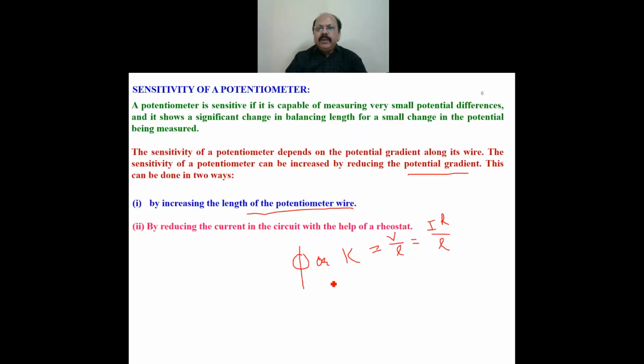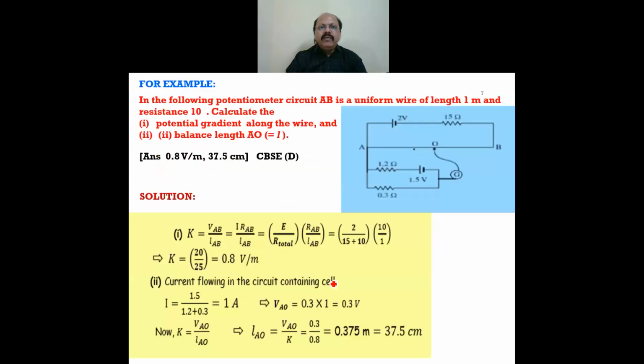If the length of the potentiometer wire is fixed, then we can reduce the current in the circuit with the help of a rheostat. Now we take one example, a problem based on potentiometer, which is very important, and a lot of concepts you can get clear by doing this problem. This problem was also asked in CBSE Delhi.